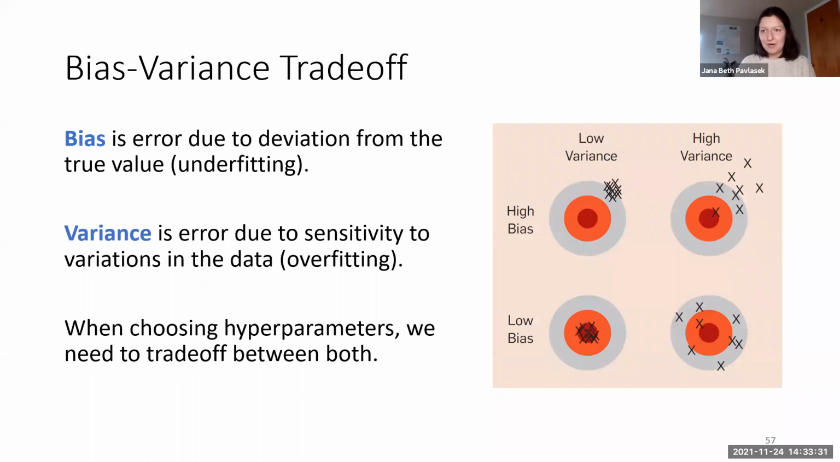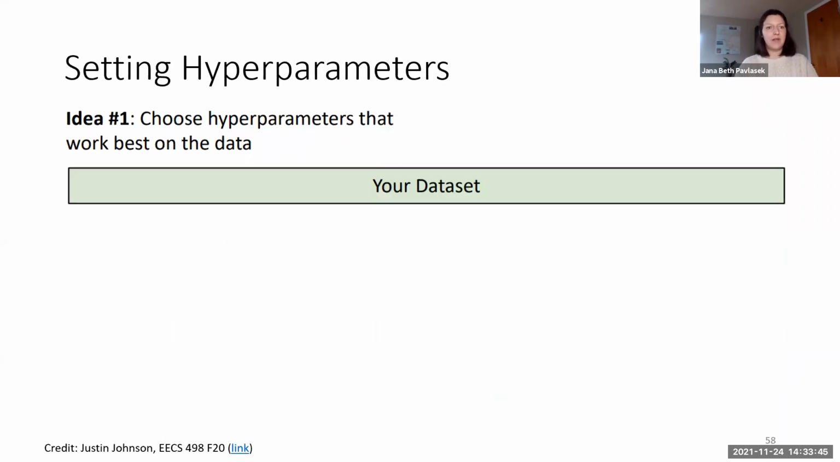So how do we do this? We've talked a lot about problems. We haven't talked about solutions. So let's look at a couple of ideas for how we might actually tackle setting hyperparameters without overfitting or underfitting. Here's idea number one. We have our data set, a bunch of different labeled images. For MNIST, we have 70,000 labeled images. So why don't we just pick the hyperparameters that work best on our data? We'll just pick whatever value of k works the best.